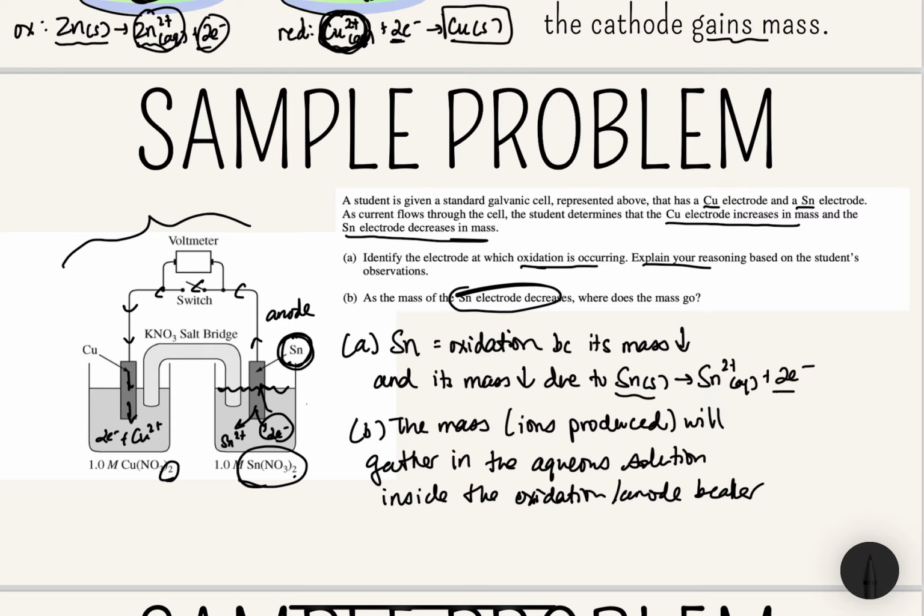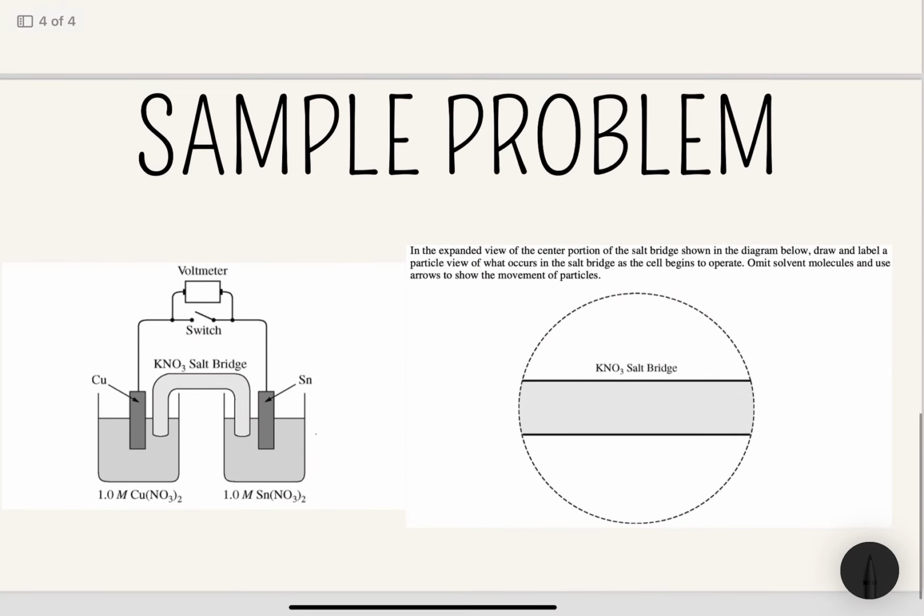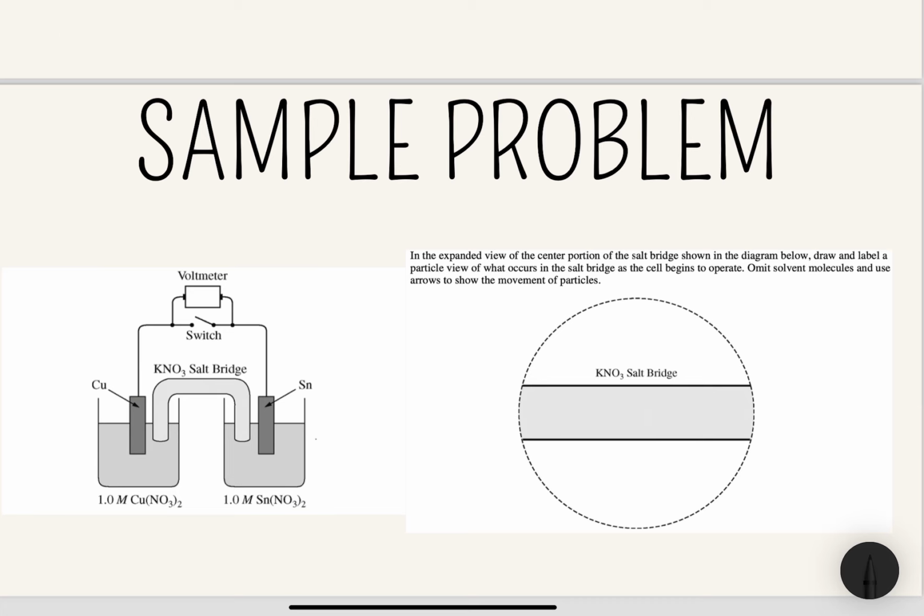Again, this is from, I believe, the 2014 exam. And there's one more we can do that's related to our review lesson. We're shown the salt bridge, which I talked about in the review. I'm shown here an expanded diagram of the salt bridge, and it's telling me that the salt bridge is made of potassium nitrate. I'm asked to draw and label a particle view of the salt bridge and how the ions will flow. It says I can omit the solvent, so I don't need to write down water molecules, but I should use arrows to show how things are moving.